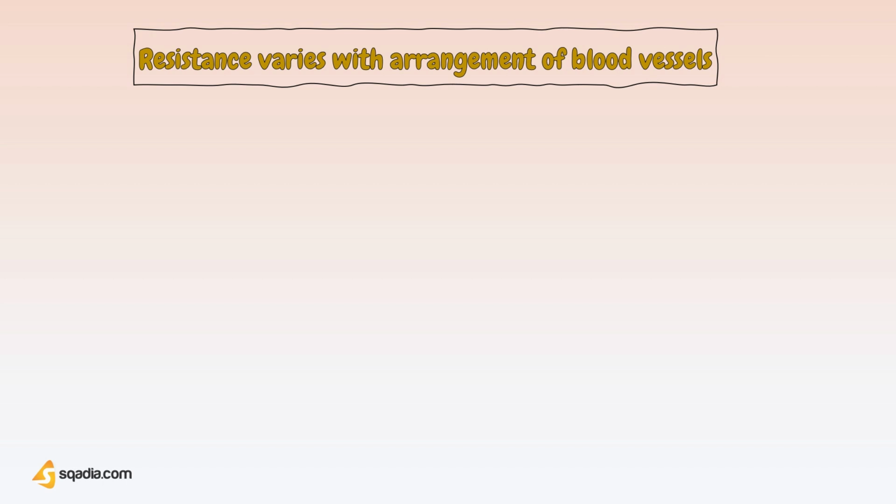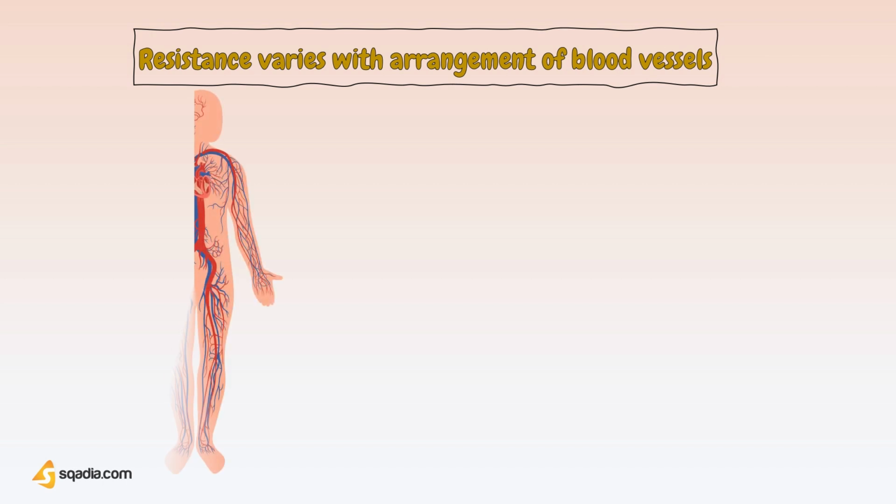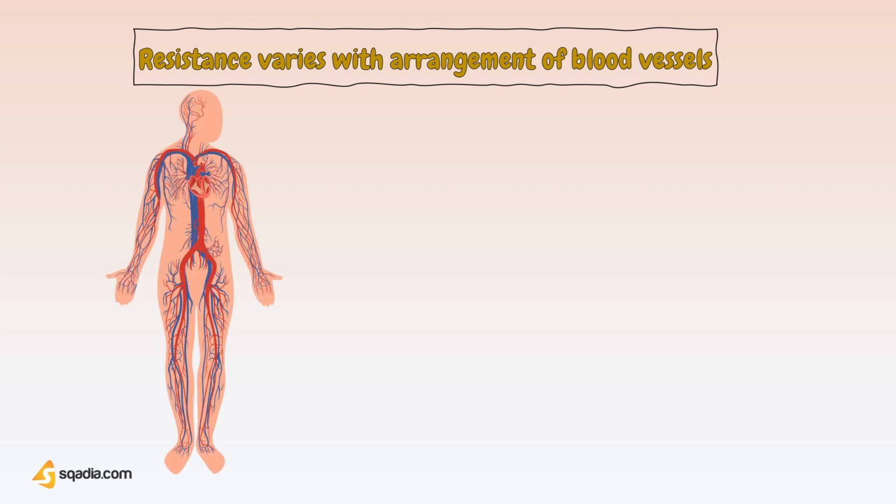Similarly, in addition to all factors described, resistance also varies with location within the body, or more precisely, it varies with the arrangement of blood vessels. If we come to reality, then the flow of blood is not that simple, but the blood has to pass the complicated vasculature to reach its destination.